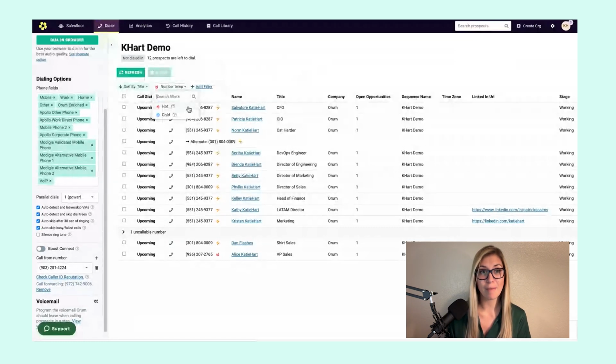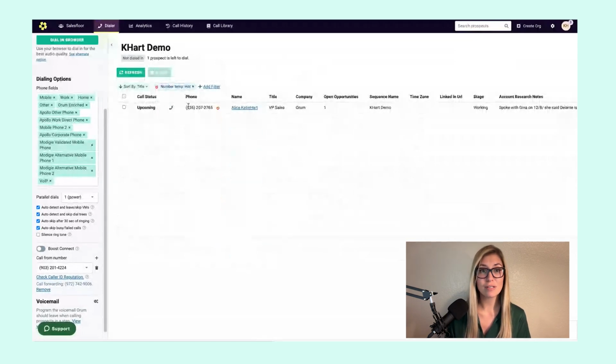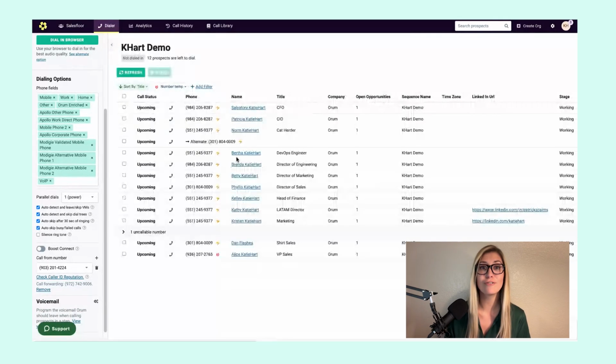Once I filter by my hot numbers here, I'm able to see all those prospect phone numbers identified by Orum that we believe are much more likely to pick up the phone. My tip to you, listen up, is to power dial the hot numbers. This gives you the opportunity for a full initial attempt at connection on each of these hot numbers. Once I power dial the hot numbers, I can then peel this filter off and get to work on the rest of my dials.